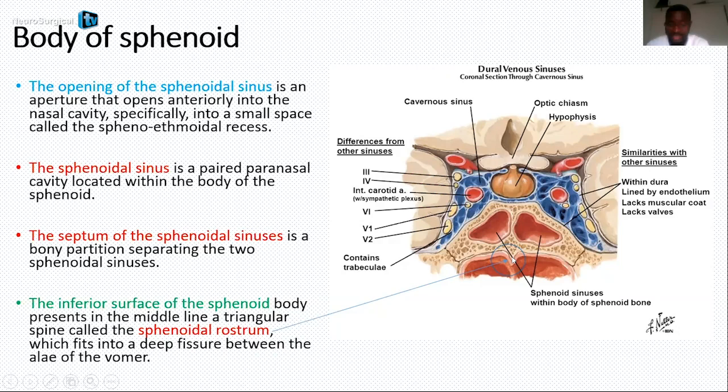The inferior surface of the sphenoid body presents in the midline a triangular spine called the sphenoidal rostrum. Here it is, the sphenoidal rostrum. It is a great landmark for the neurosurgeon when performing endoscopic surgery, the transsphenoidal approach. It is a good landmark before we enter the sphenoidal sinus.